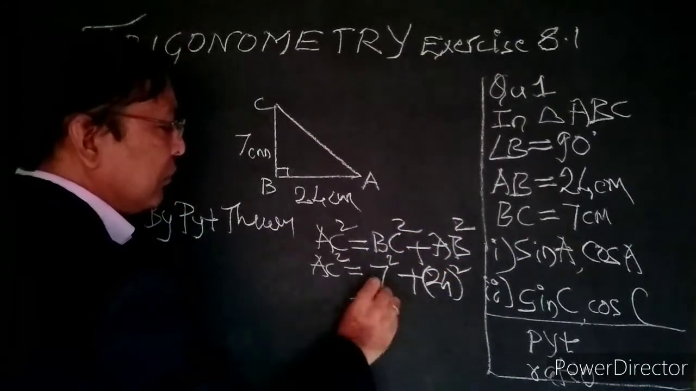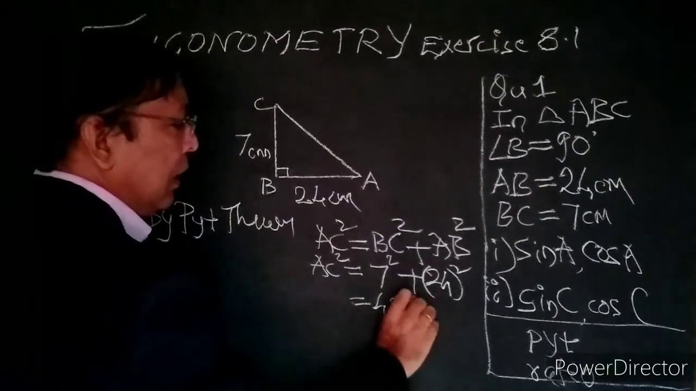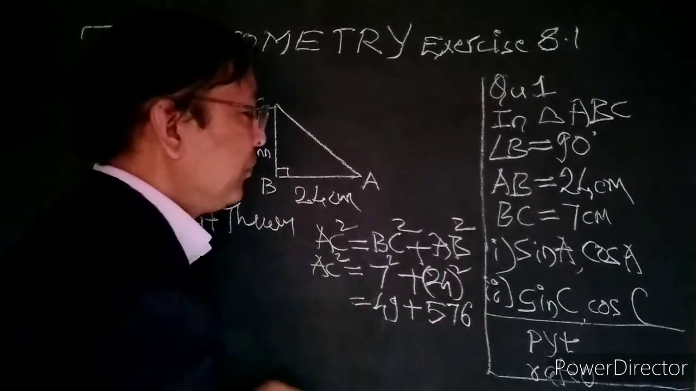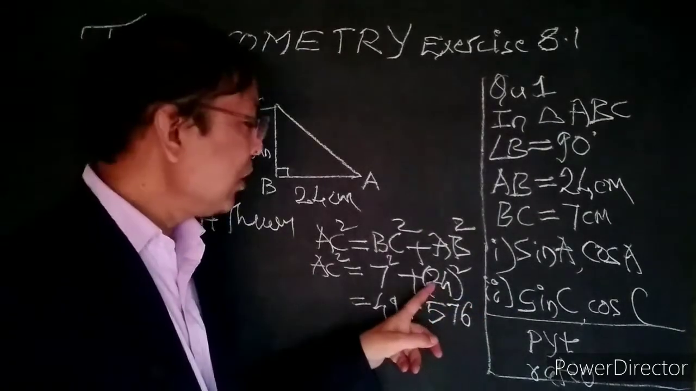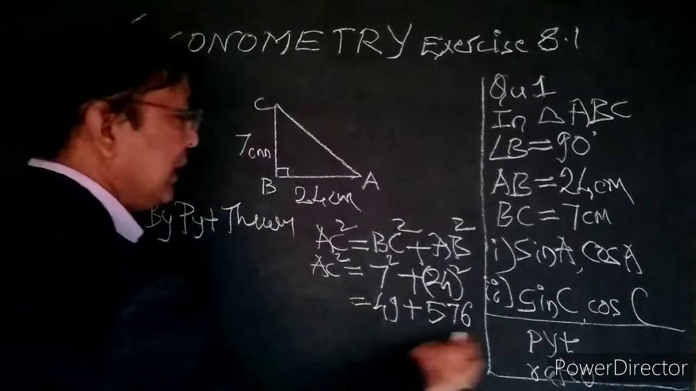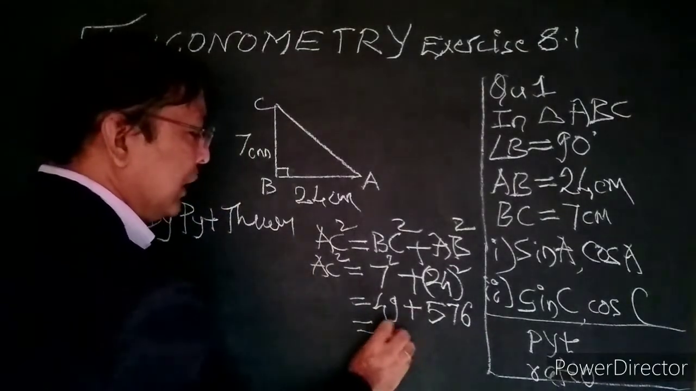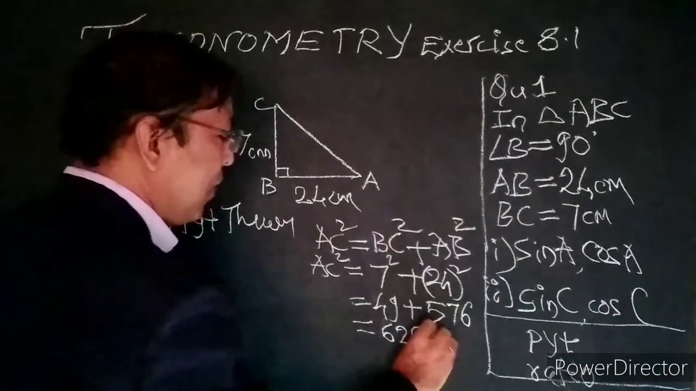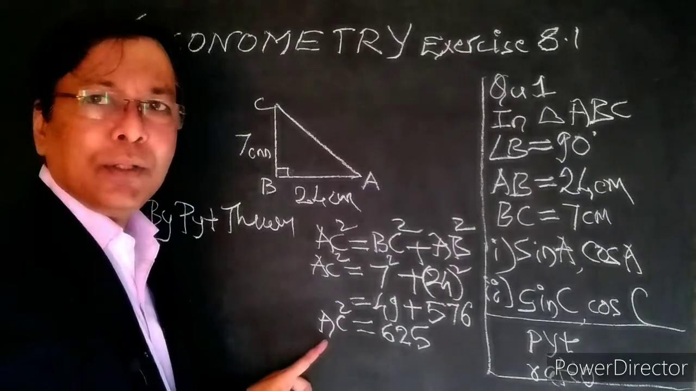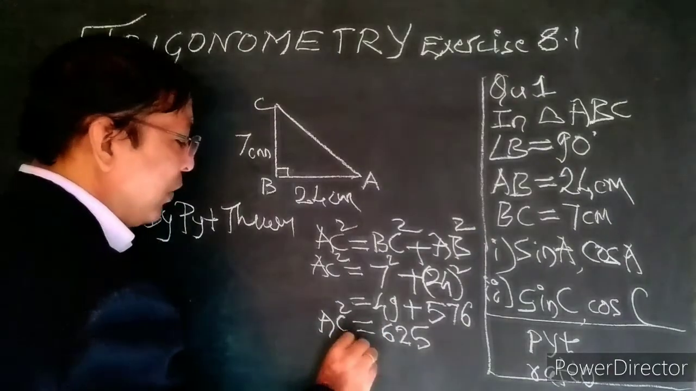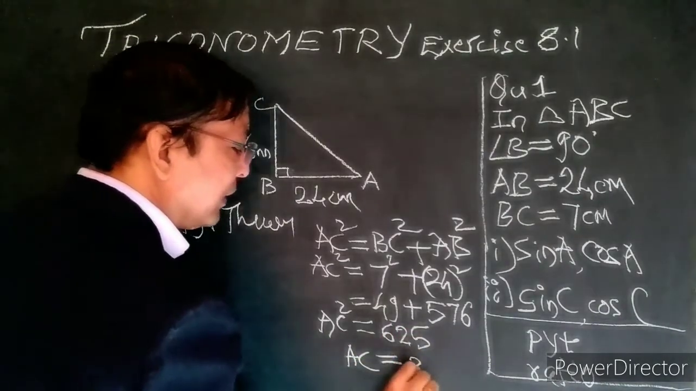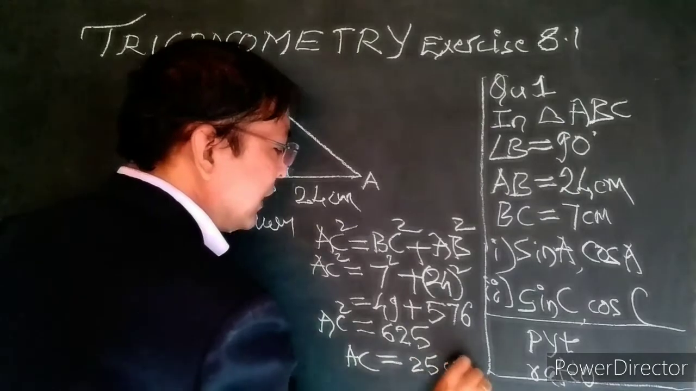We know that 7 square is 49 and 24 square is 576. How can we find the square of 24? We have to multiply 24 two times. Then we get 576. If we add these two, it comes to 625. This is the value of AC square. If we want the AC value, we have to take the square root on both sides. AC equals square root of 625, that is 25 centimeters.